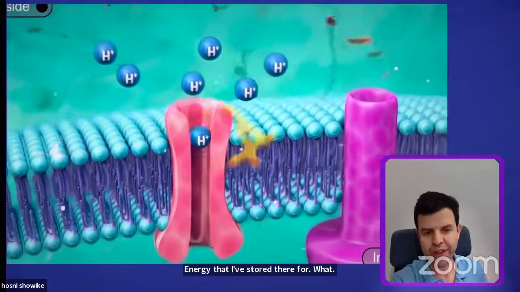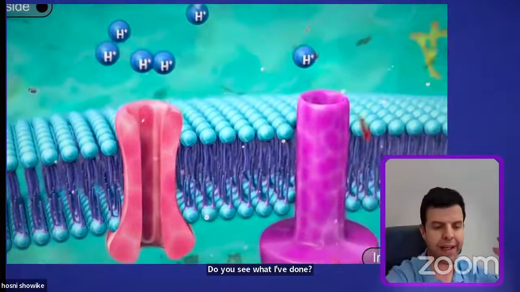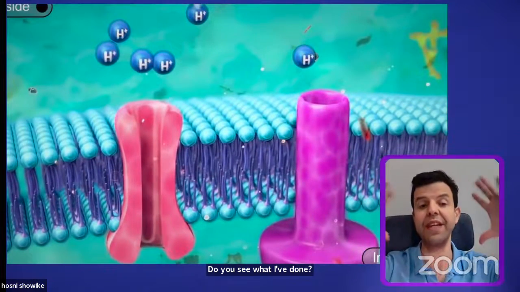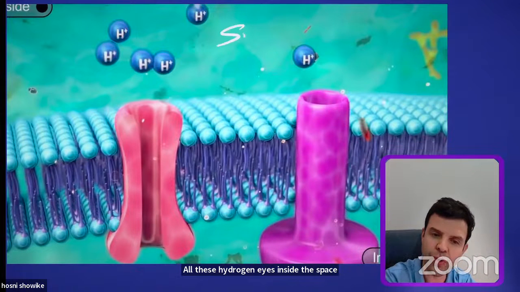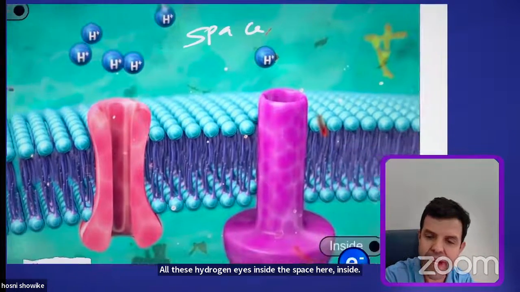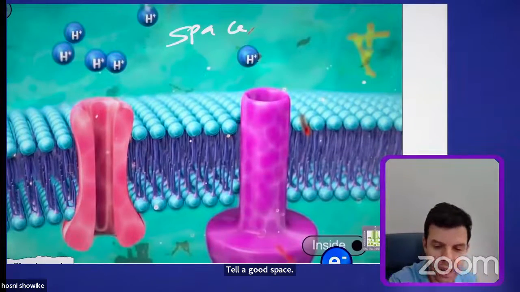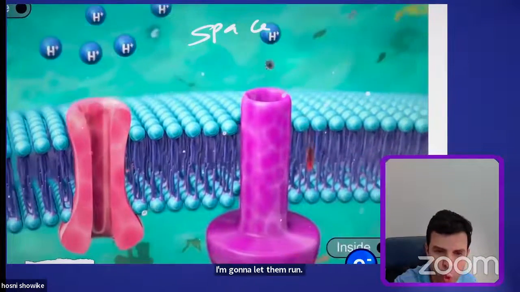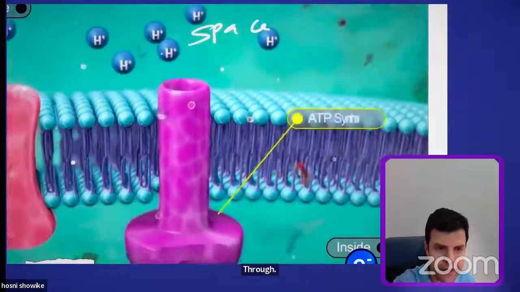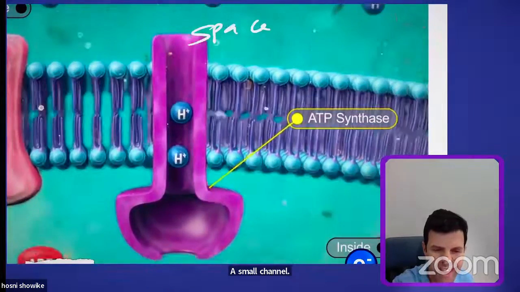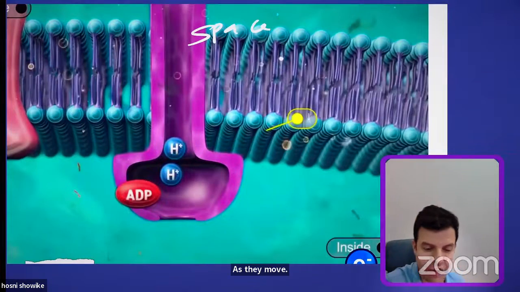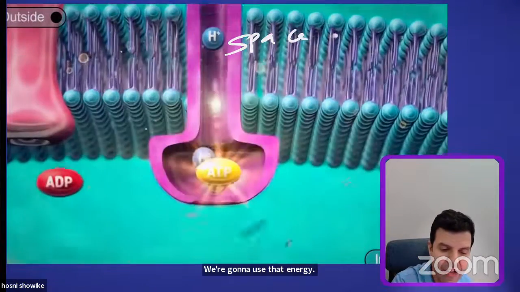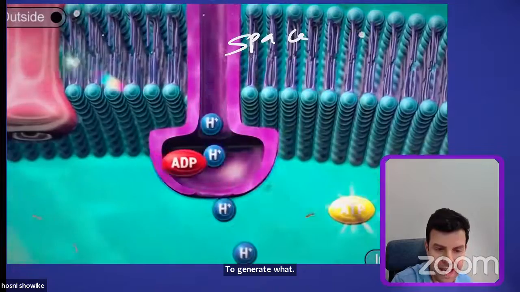You see what I've done? This is me packing all these hydrogen ions inside the space here, inside the thylakoid space. And then I'm going to let them run through a small channel here. As they move, we're going to use that energy to generate what? We're going to use that energy to generate ATP.